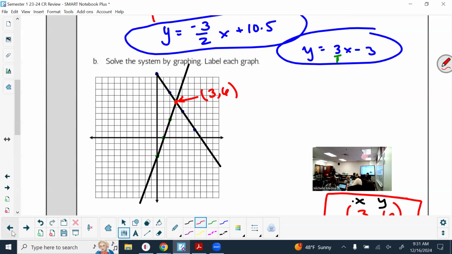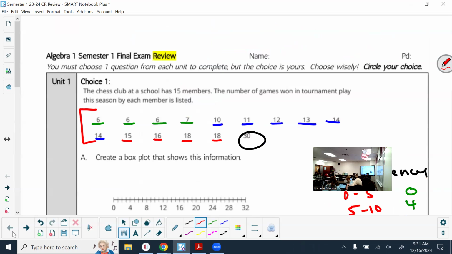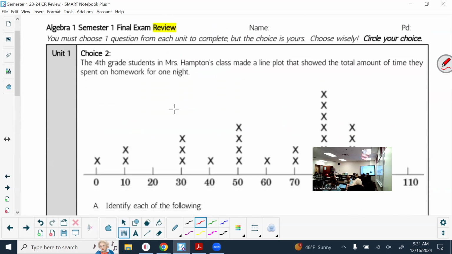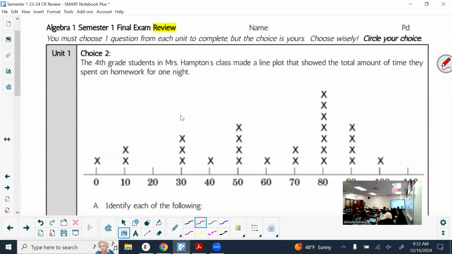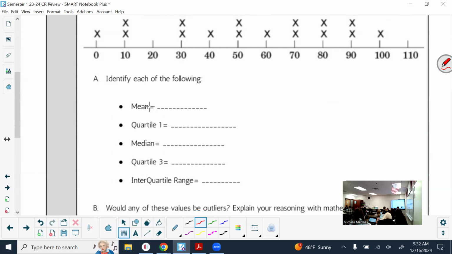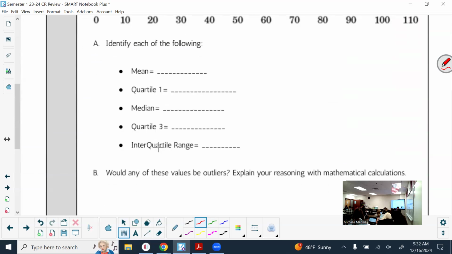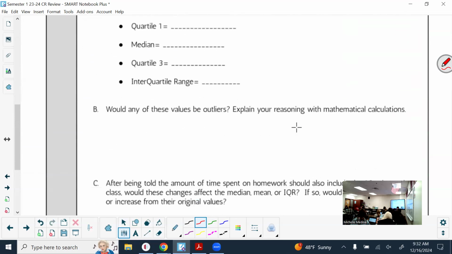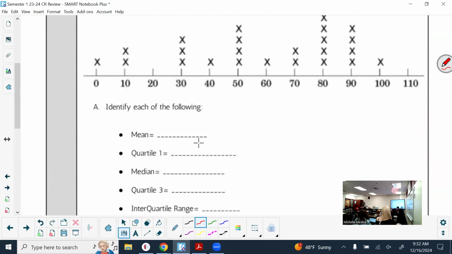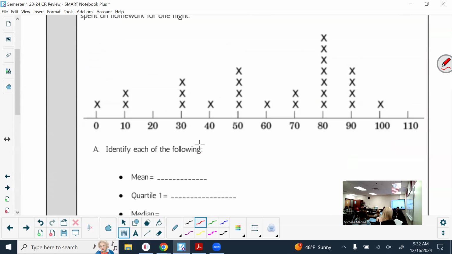Unit 1, choice 2. So the fourth grade students in Miss Hampton's class made a line plot that showed the total amount of time they spent on homework for one night. There it is. There's a line plot. Identify each of the following. And would any of these be outliers? And then other questions. So you have a few options here.